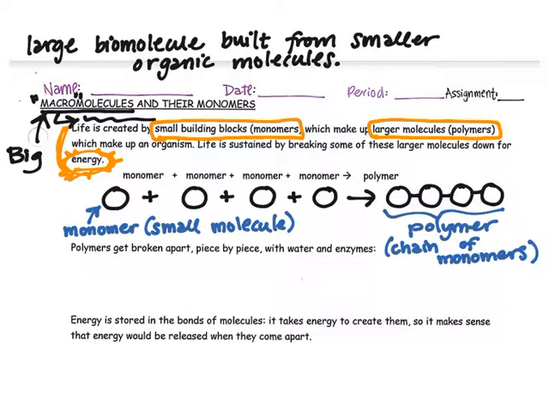And they are bonded together. We showed that with these little lines in between the monomers. Those lines represent the covalent bonds. Remember, a covalent bond is where atoms are sharing electrons, and that is what's holding this larger structure together.